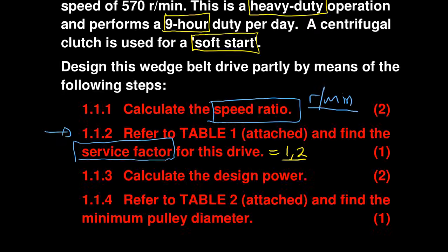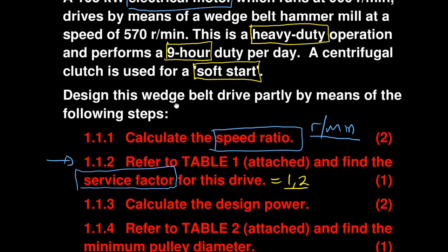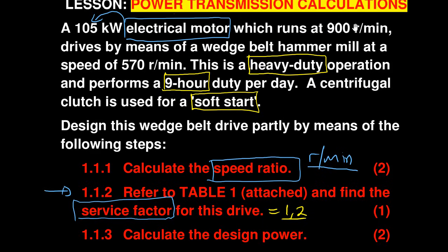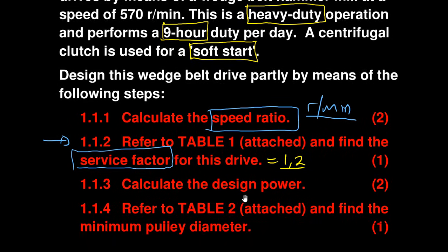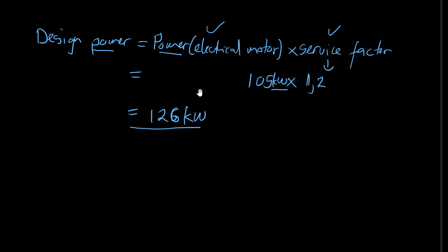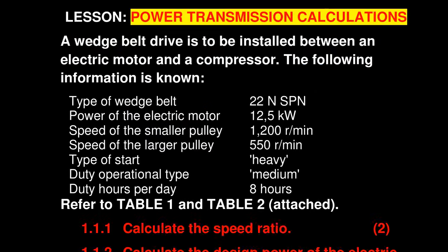if we go backwards, you can see that to find the minimum pulley diameter, we need to know the answer from the previous question, which is the design power, as you saw from the table, as well as the speed of the faster pulley. And if you look at the information on the speed of the faster pulley, you can see that the faster pulley is 900 rotations per minute. So we're going to use 900, and we are also going to use the answer of the design power. And the design power, if you calculated it well, we said it was 126 kilowatt.